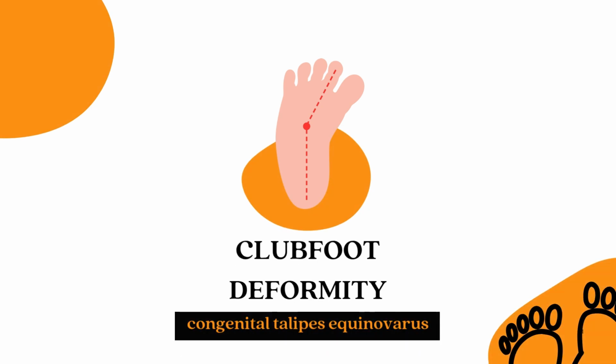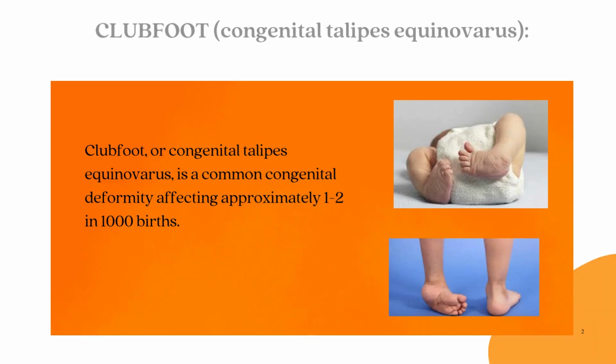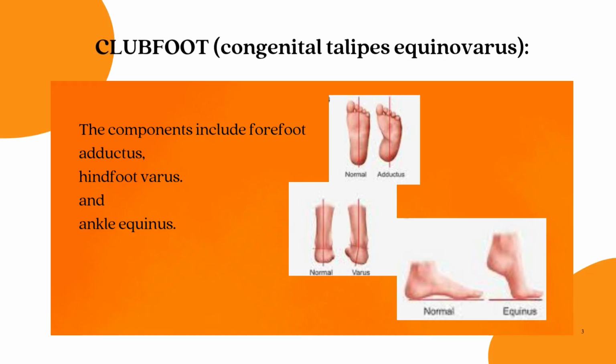Clubfoot deformity, congenital Talipes Equinovarus. Clubfoot, or congenital Talipes Equinovarus, is a common congenital deformity affecting approximately 1 to 2 in 1,000 births. The components include forefoot adductus, hindfoot varus, and ankle equinus.